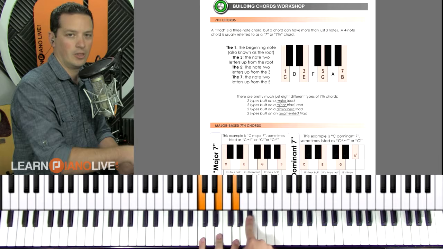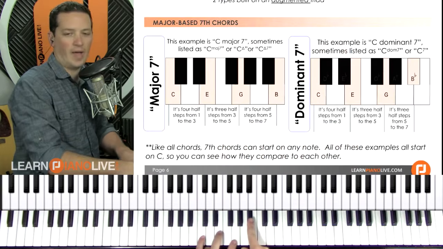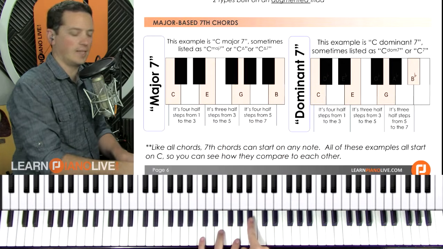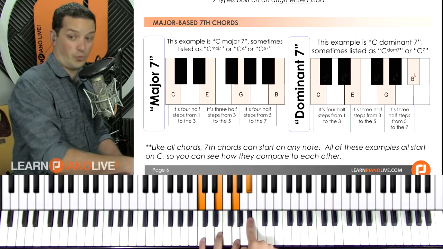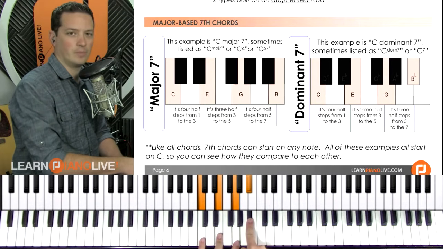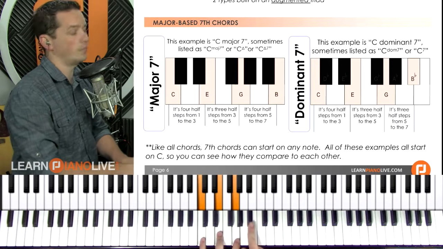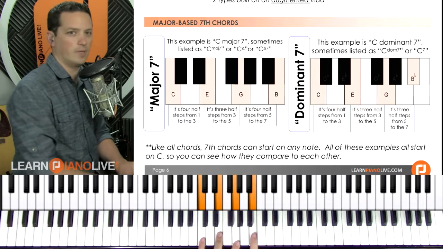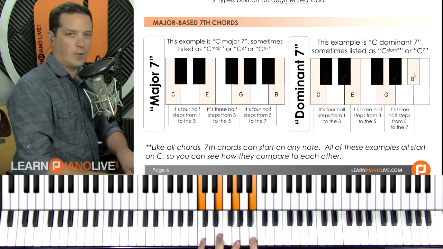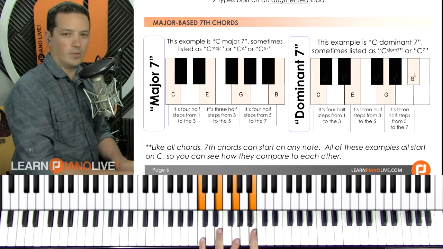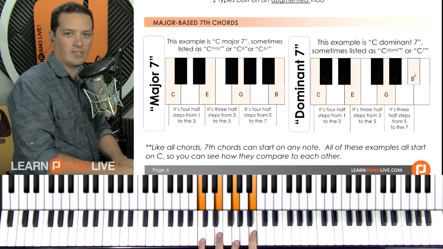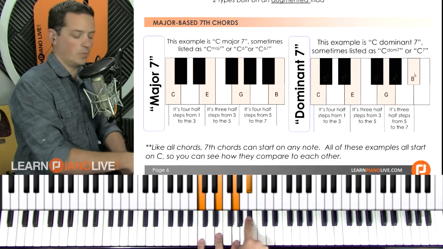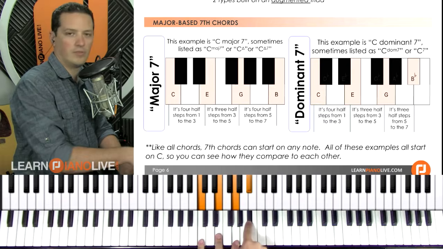Major triad, lowered 7. These also have formulas for them just like the triads did. So if you go root plus 4 plus 3 plus 3, that's always going to be a dominant chord. If you go root plus 4 plus 3 plus 4, that's always going to be a major 7 chord. But now we're getting into a lot of formulas to remember. It's easier for me to just remember the major 7 is the one that's a half step away from the root. The lowered 7 is the one that's a whole step away from the root.